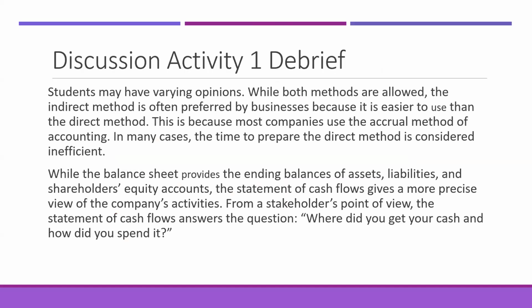So there are differences between the direct method and the indirect method. The statement of cash flows is meant to answer the question, where did you get your cash and where did you spend it? Did the cash come from operations? Did the cash come from financing? Was the company selling off investments? And then where did it use it? Was it investing in new business? Was it funding operations, or was it returning money to investors?